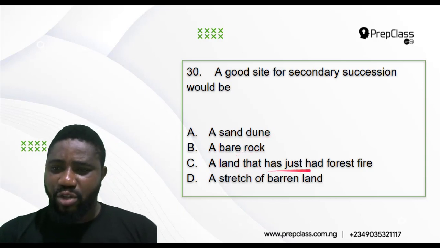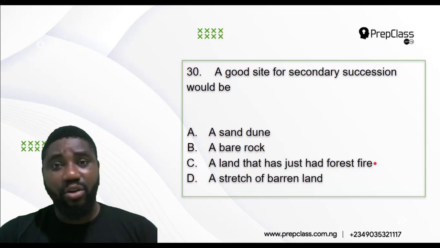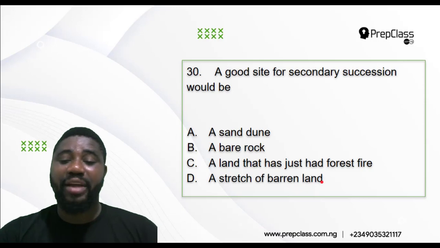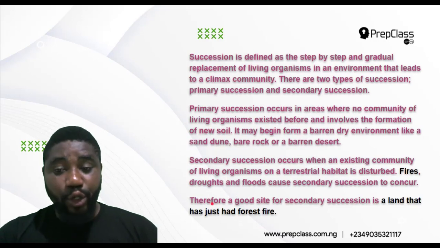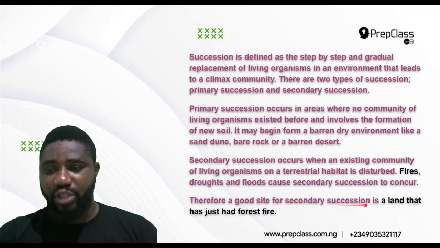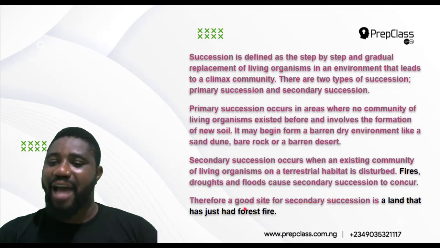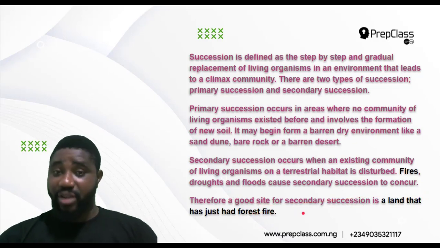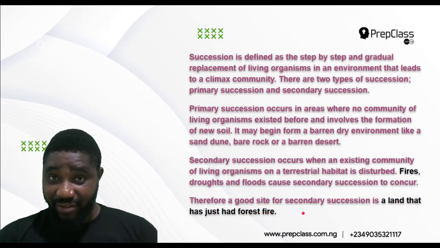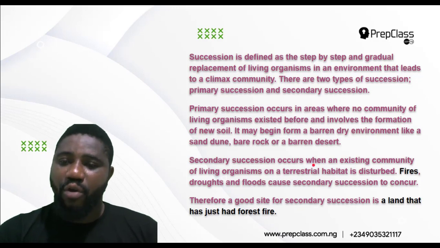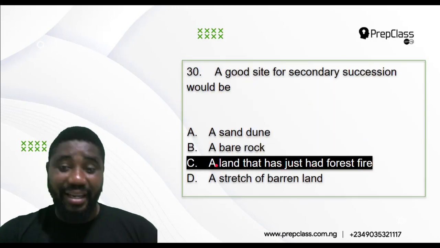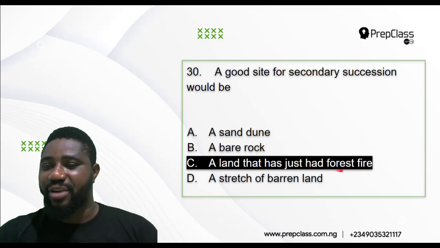Is it a land that has just had a forest fire? Yes, I believe that's a good site for secondary succession. Is it a stretch of barren land? No, that is a good site for primary succession. So I say that therefore a good site for secondary succession is a land that has just had a forest fire. I believe you understand this based on the explanation I've given, right? Good. So the correct answer there is option C. A land that has just had a forest fire will be a good site for secondary succession.